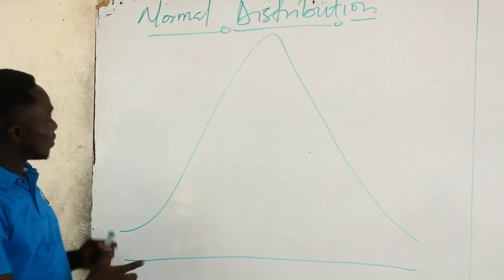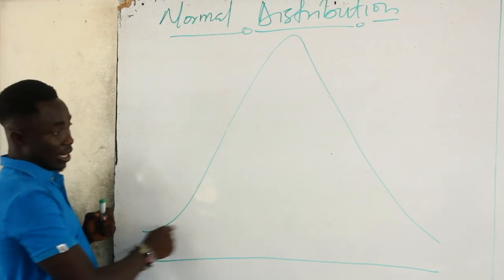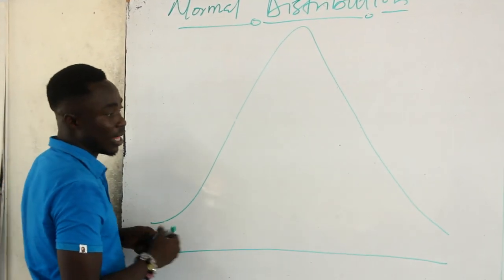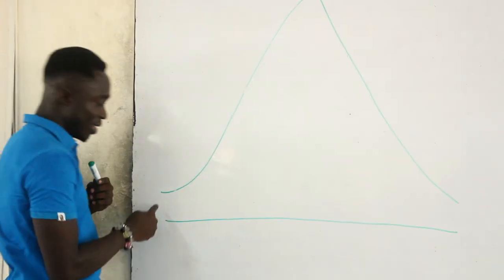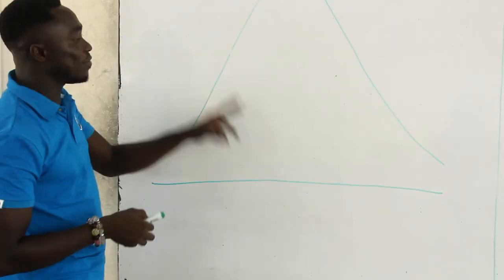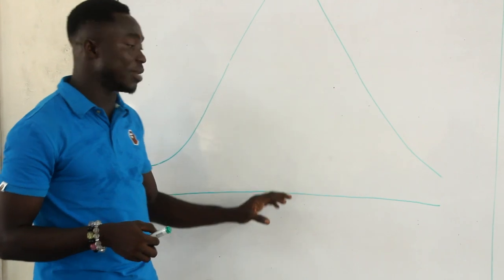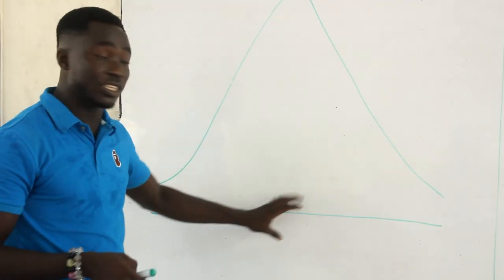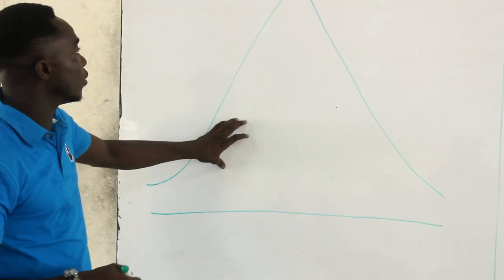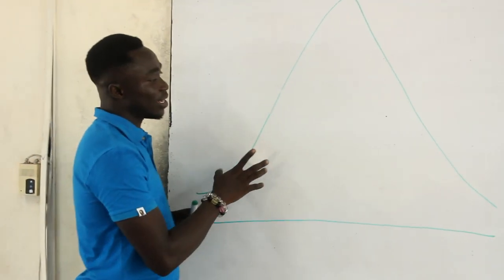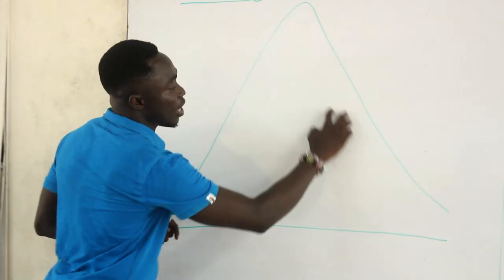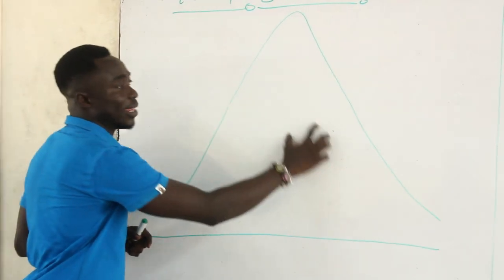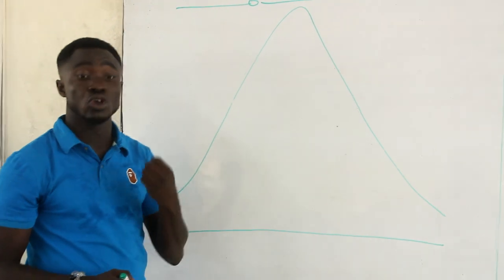Now, you realize that the normal distribution curve does not touch the horizontal line. As you can see, there is a space here, there is a space here. The curve doesn't touch this line, and it means that it is asymptotic. That is, the curve is not touching the horizontal line, okay? Another feature of it is that all the area under the curve is equal to 1.